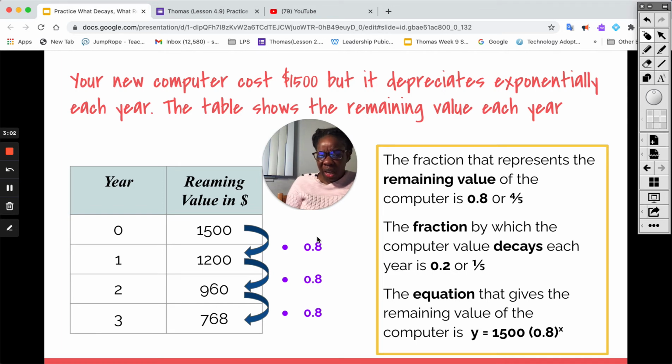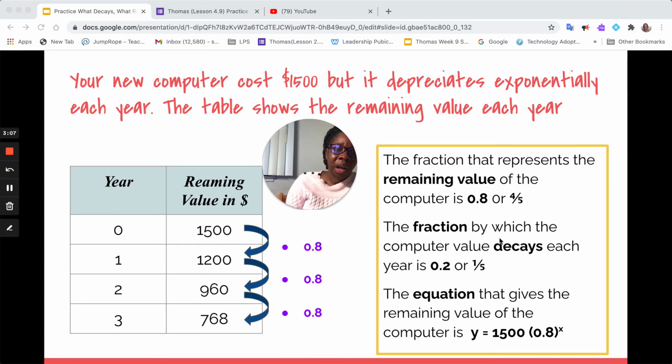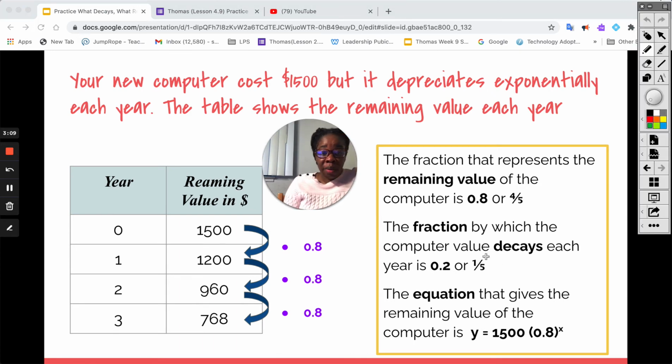And then we're asked to find, well, by what fraction did the computer decay? How much value was taken off it? And the whole is always 1. So in order to find the fraction by which the computer decayed, it's 1 minus the remaining value, which is 0.8, which is going to give you 0.2. And going back to our knowledge of fractions and decimals, we know that 0.2 means 2/10, so that is equal to 1/5. So it's either 0.2 or 1/5.